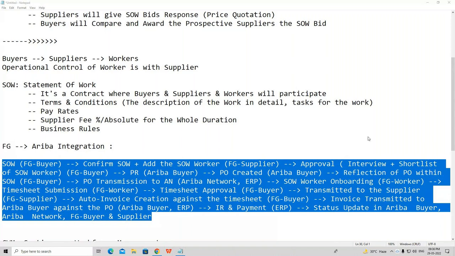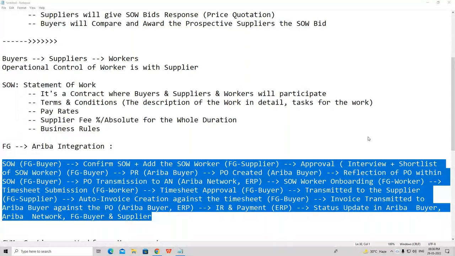You have to basically integrate Fieldglass with ERP. What is your job? Your job is to basically move this invoice from Fieldglass to ERP. Why? Because once this invoice is created in ERP, immediately the integration which is already established between ERP and NewGen will automatically take care of it. The payment will happen in NewGen, the status update will come to ERP, and from ERP you will move it to Fieldglass. So in this case, your integration should be between Fieldglass and ERP.